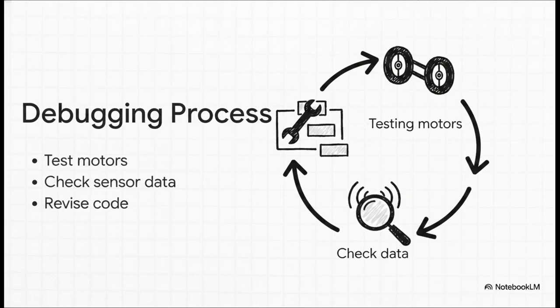First, test motor behavior. Are the wheels actually plugged into the right ports? Second, check sensor input data. Is the sensor actually detecting the wall, or is it maybe mounted backward or way too high? Third, revise instructions based on those results. Actually, maybe our if-then statement said stop if distance is greater than 5 instead of less than 5. We tweak the code, we run it again, and we iterate. This cycle of testing and revising is absolutely the beating heart of robotics.